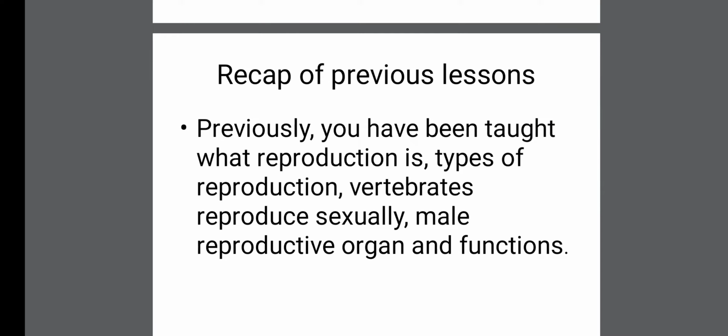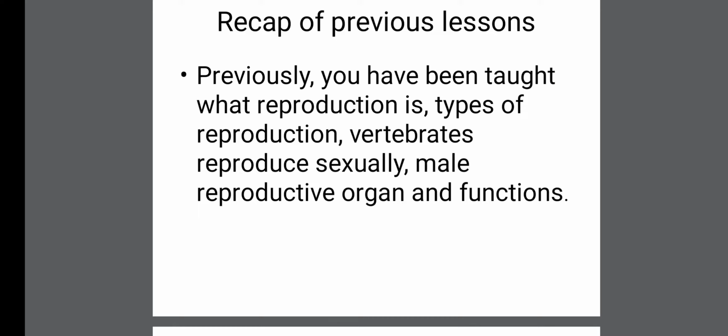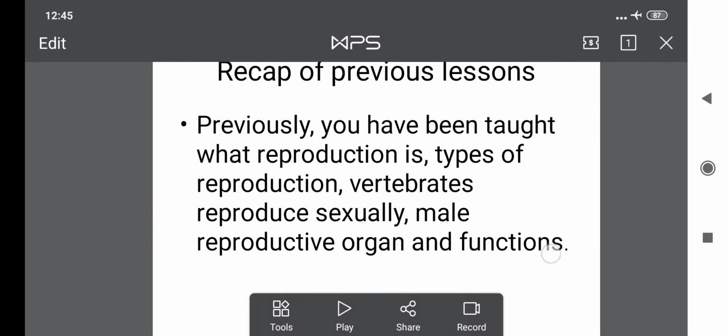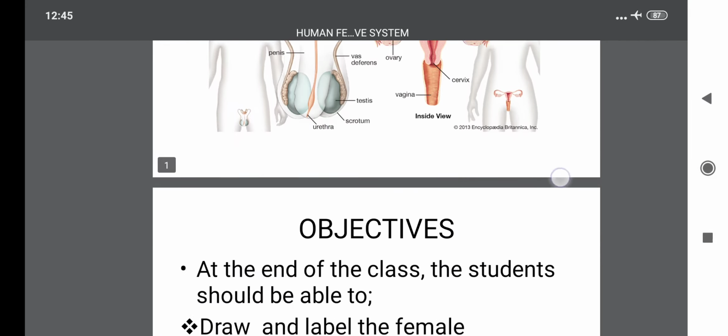Previously, you've been taught what reproduction is. I told you that reproduction is the ability of living organisms to give rise to individuals of the same species. I also explained types of reproduction, the asexual reproduction and the sexual reproduction. And I also let you know that vertebrates reproduce sexually. Under the vertebrates, we started with mammals. Mammals' reproductive organs and functions, we looked at that last class. Now, this class, we're going to look at the human female reproductive system.